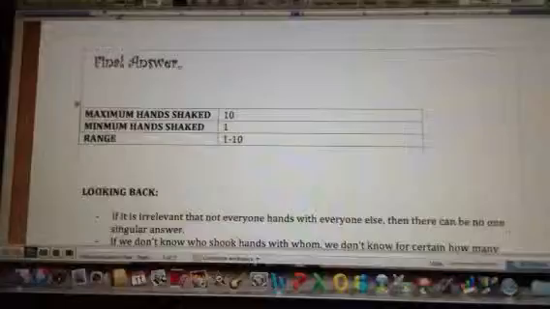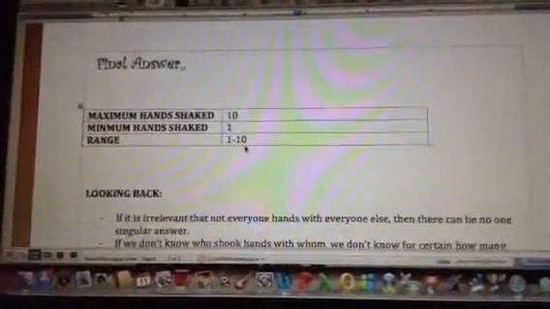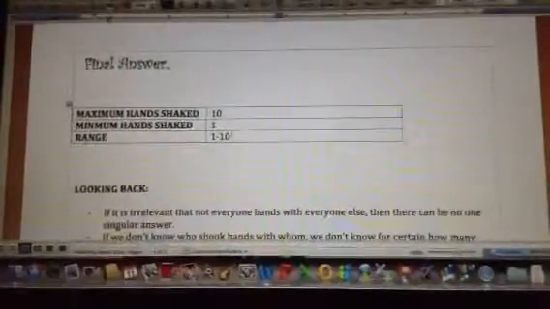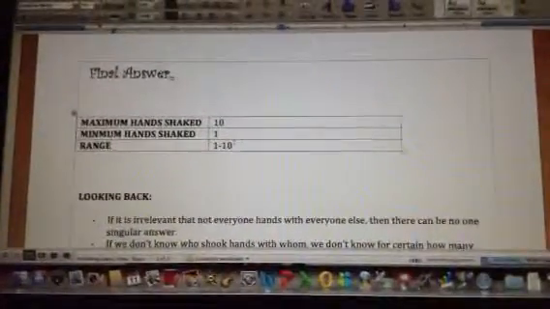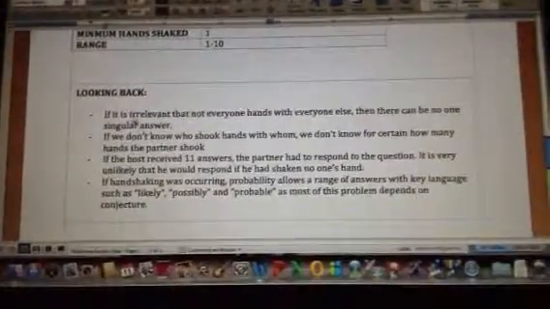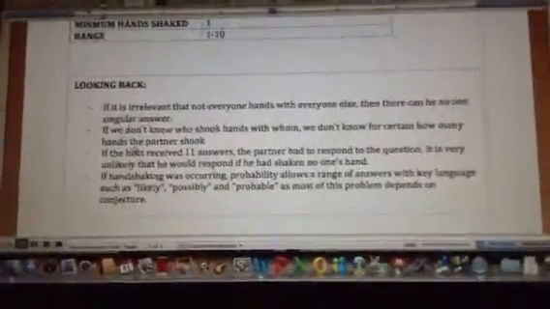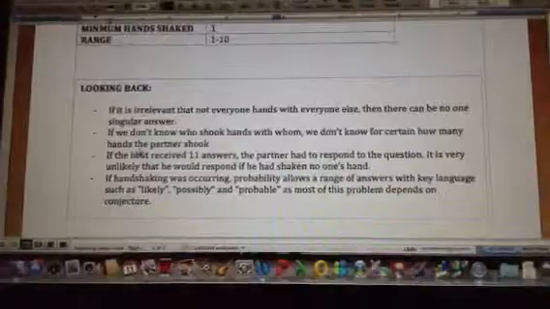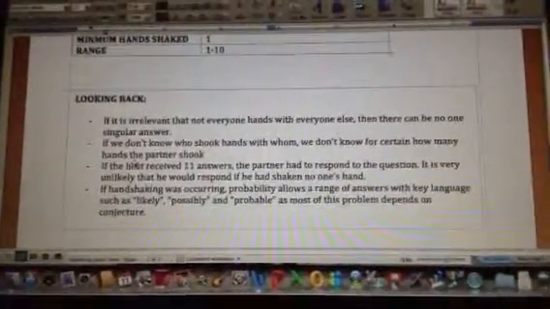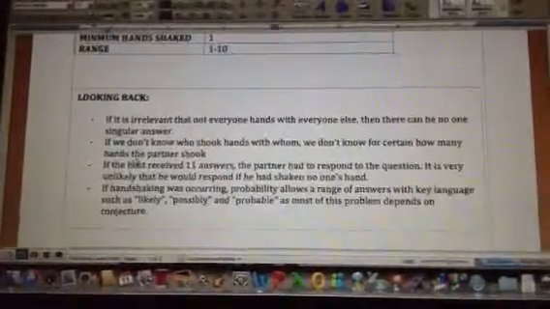So to give an answer, I gave a range. He shook from 1 to 10 hands. Not very concrete, but that is what we can give with the information that we have. Now to look back on this problem, this is my justification for giving a range of answers instead of just one integer. If it's irrelevant that not everyone shook hands with everyone else, then there can be no singular answer.